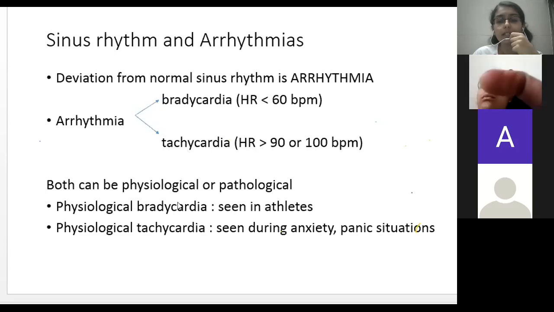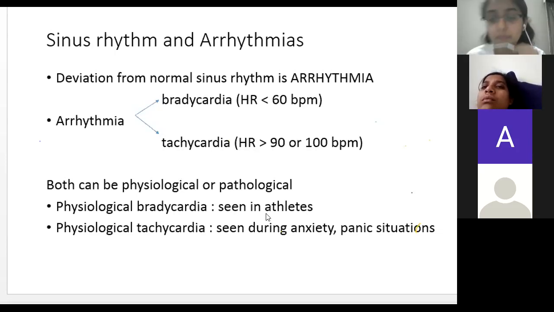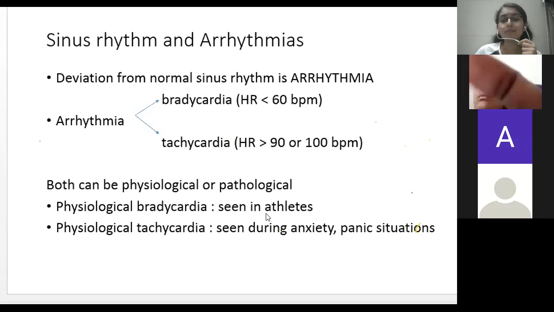Physiological bradycardia is seen in athletes because they have made their cardiovascular system so strong that their stroke volume in one depolarization is so much that it is sufficient for their body, and they do not need more heart rate. They do not need more frequency of heart pumps. So in fewer heart pumps, the body is sufficient with blood supply.